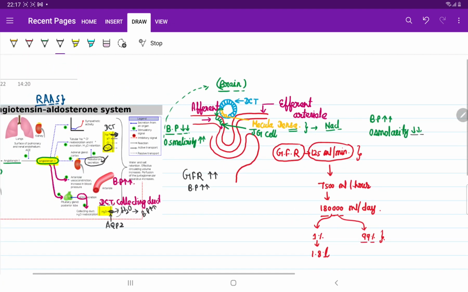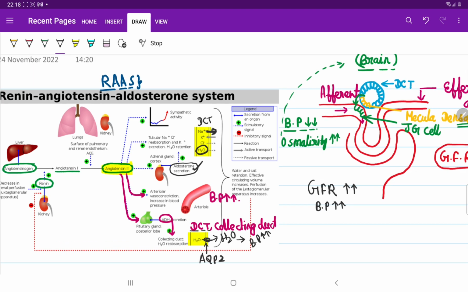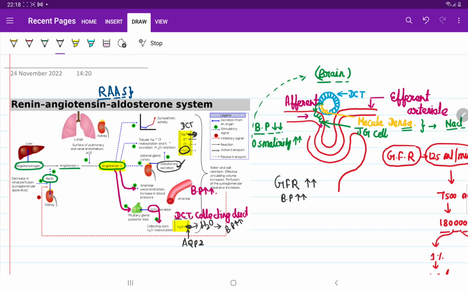This is what our renin, which is secreted by the kidney, angiotensin secreted by our liver, and aldosterone, a kind of mineralocorticoid secreted by our adrenal cortex, do. So we are calling it the renin angiotensin aldosterone system. Okay, the remaining we'll see in the next video.